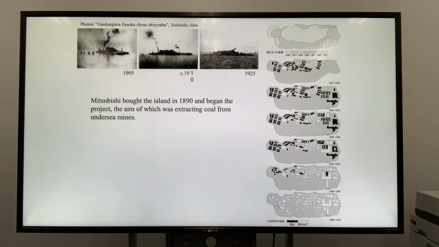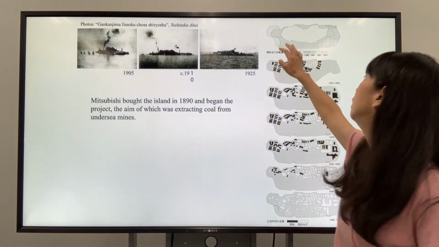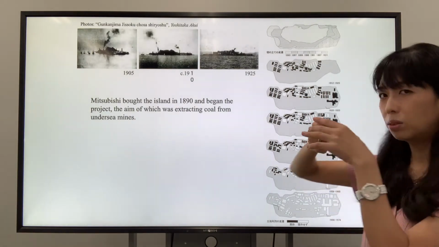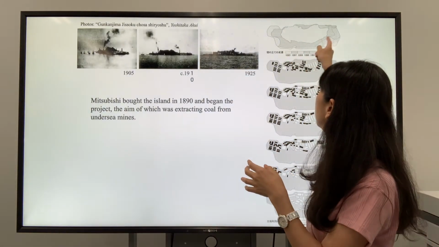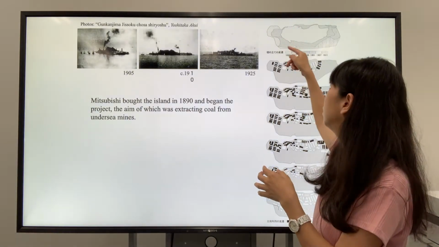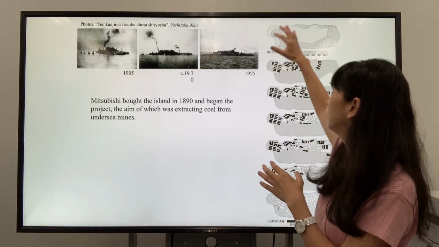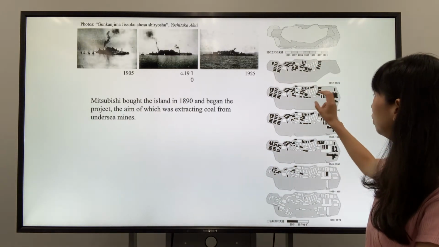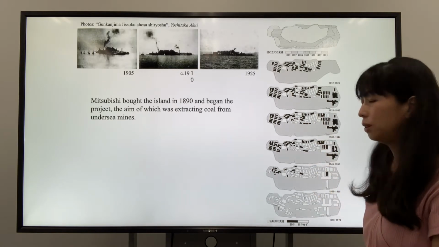Briefly, I will introduce the history of these islands. Mitsubishi bought the island in 1890 and began the project. And then the aim of this was to extract coal from undersea mines. And this diagram here is showing how the island has expanded. So initially, it started from a very, very small island, which is only shown in this white area here. And then it started to expand until the things that you see today. This is to show how they have slowly started to build the buildings in this island.